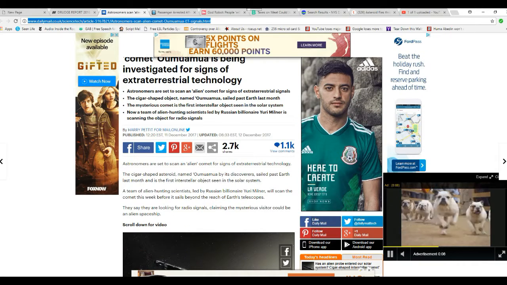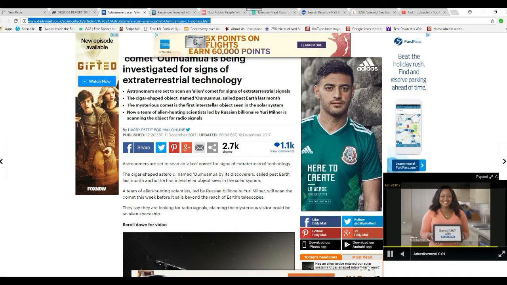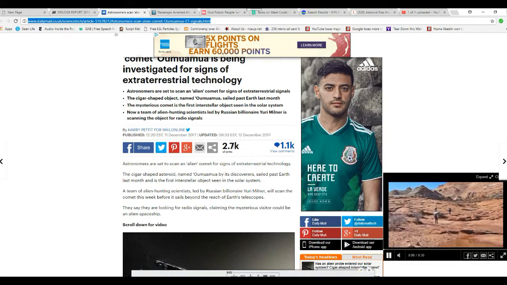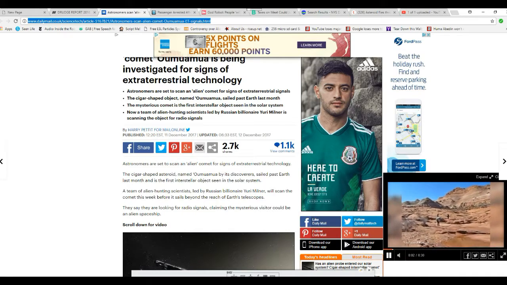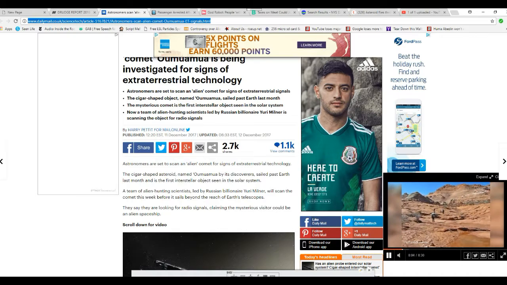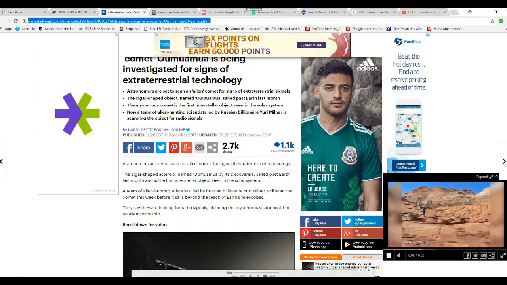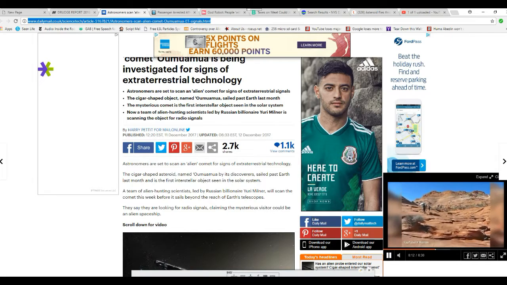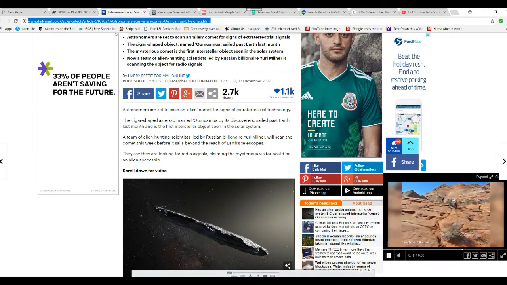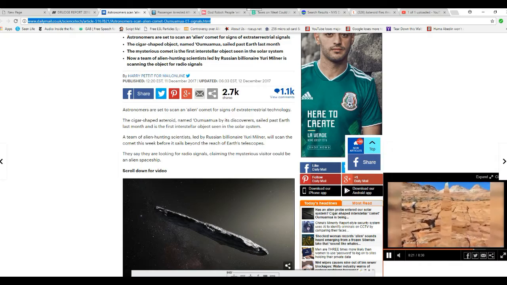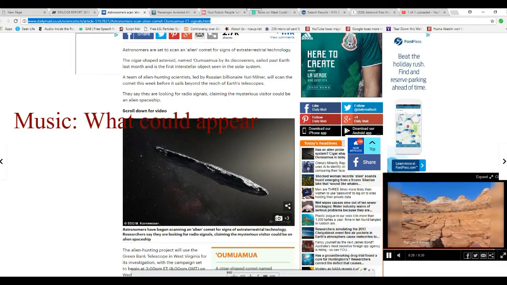And they got a team of scientists. Astronomers have set scan alien comet for signs of ET technology. Cigar-shaped asteroid named O by its discoverers sailed past Earth last month as the first interstellar object seen in the solar system. A team of alien hunting scientists led by Russian billionaire Yuri Milner will scan the comet this week before it sails beyond the reach of Earth's telescopes. They're saying that they are looking for radio signals, claiming the mysterious visitor could be an alien spacecraft. Yeah, it could be, I don't know.